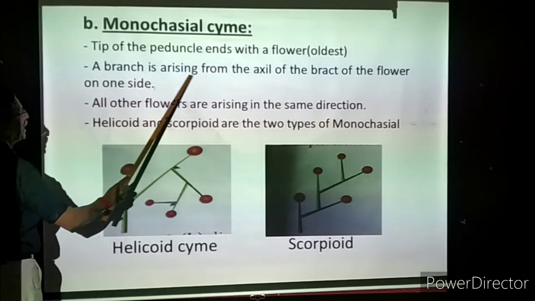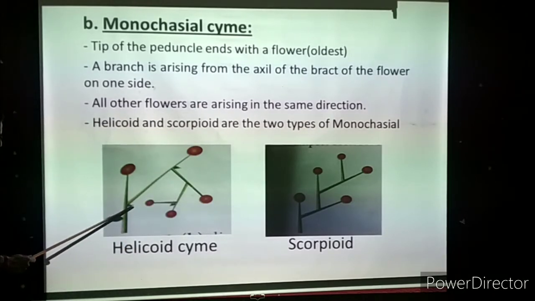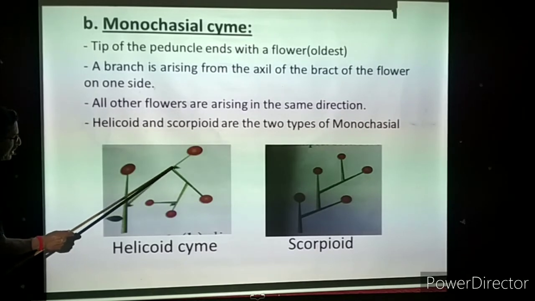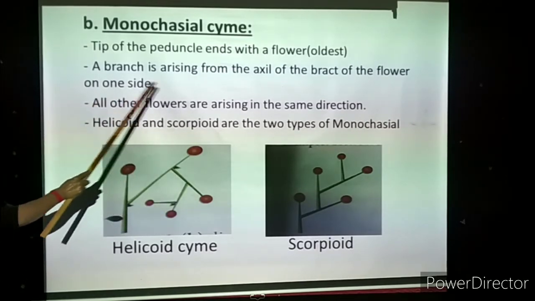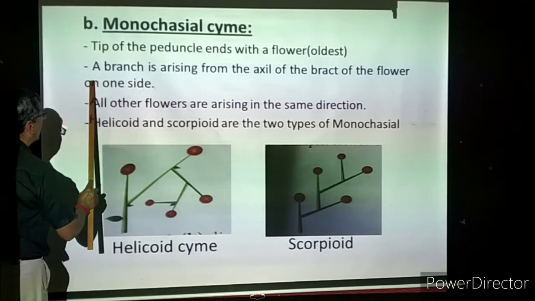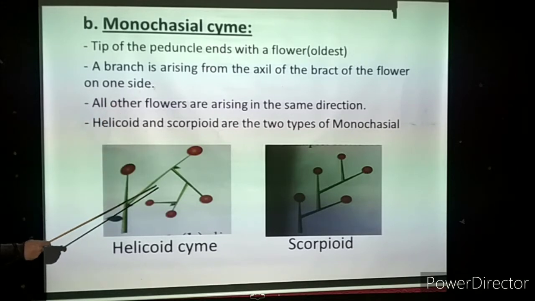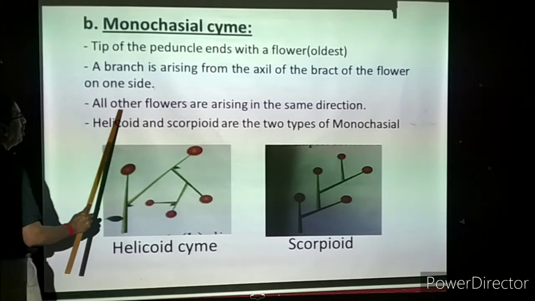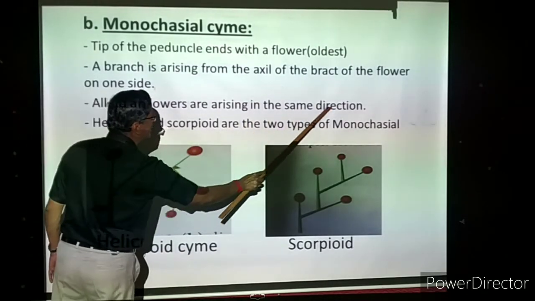A branch is arising from the axil of the bract. Now here one bract will be there. In the axil of the bract only the branch will be arising. Here one bract will be there, and in the axil it is arising. Bract, branch. Like that, the branches are always arising from the axil of the bract. On one side only, not one this side, one that side. Only one side. All the flowers are arising in the same direction.